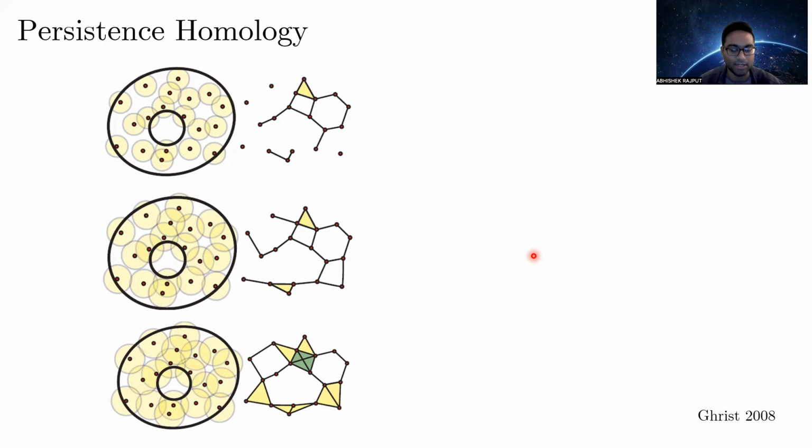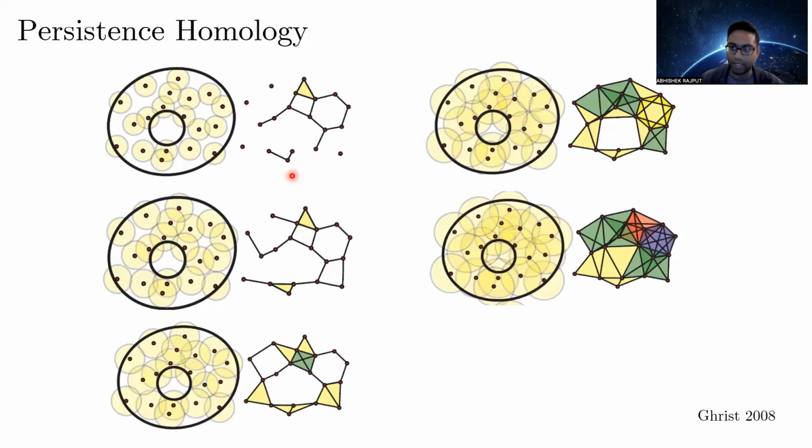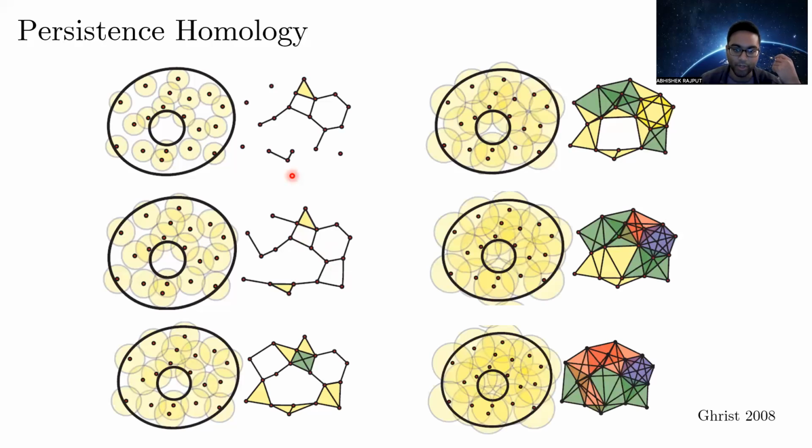And you can start seeing that as you increase the size of the neighborhoods, you start off with a bunch of points, but then you start filling in edges, and you start filling in higher dimensional features, and then eventually at some point they become too large, and you start plugging in all the holes in your simplicial complex, and at some point all you're left with is some giant blob.